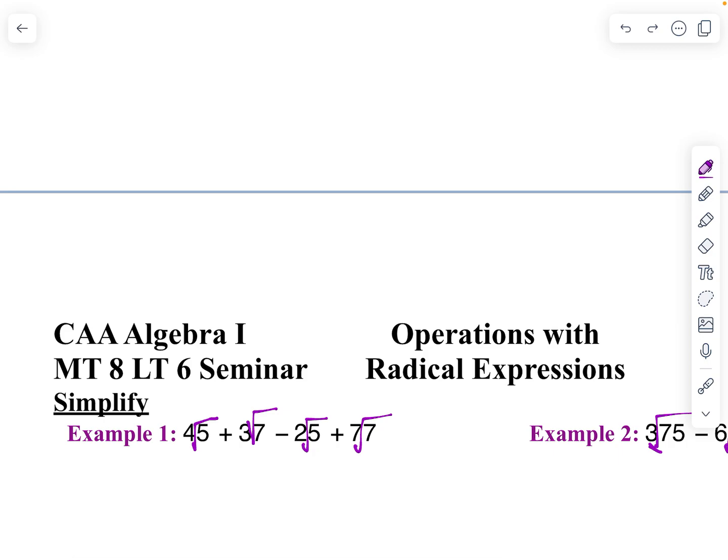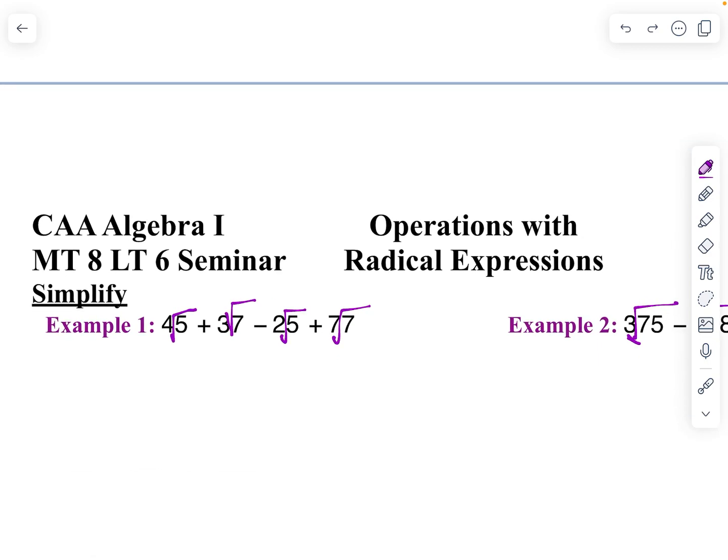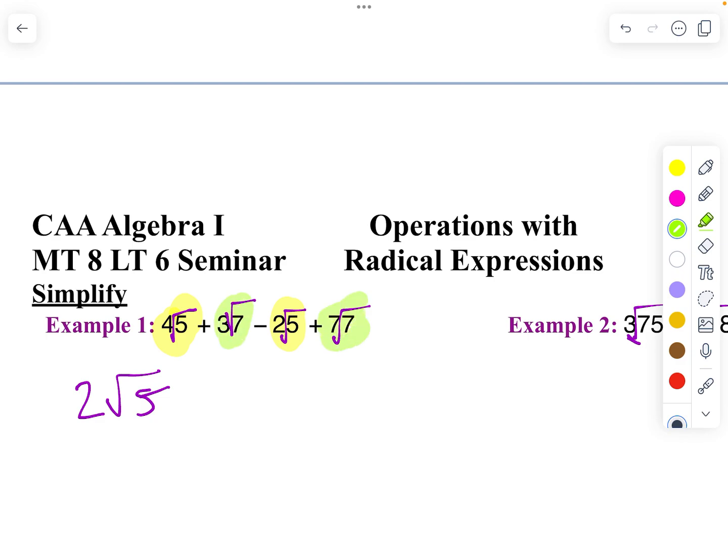So if I take a look at example 1 here, I got 4 square roots of 5 plus 3 square roots of 7 minus 2 square roots of 5 plus 7 square roots of 7. I'm going to combine my square roots of 5. So 4 square roots of 5 minus 2 square roots of 5 is 2 square roots of 5. And then 3 square roots of 7 plus 7 square roots of 7, I get 10 square roots of 7. And I can't take that any farther because 5 and 7 are not like.